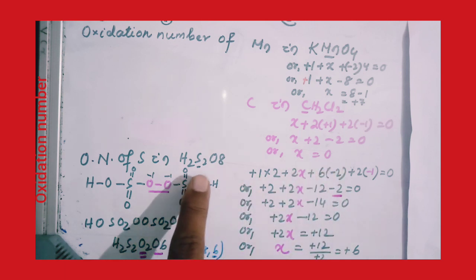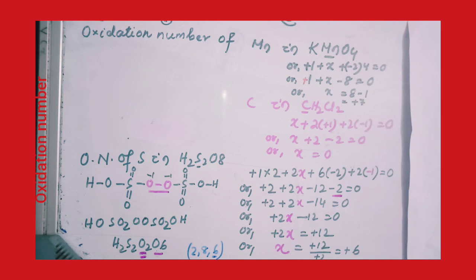In case of H2SO4, the oxidation number of sulfur is found to be +6. As it has 6 electrons in its valence shell, it cannot show an oxidation state more than +6. Maximum oxidation state of sulfur is found to be +6.